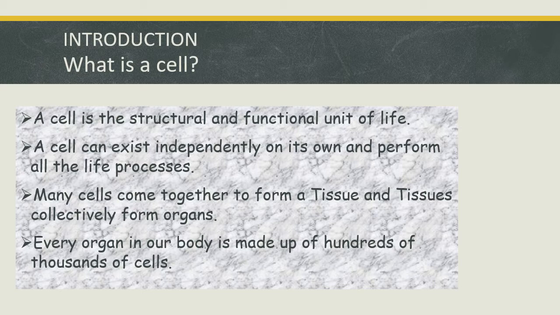In the introduction part, what is a cell, and many cells together, what do we call? Everything is given. A cell is the structural and functional unit of life. A cell has its own functions to perform. Many cells together, a group of cells, is called a tissue. Tissues form organs. Organs form an organ system.